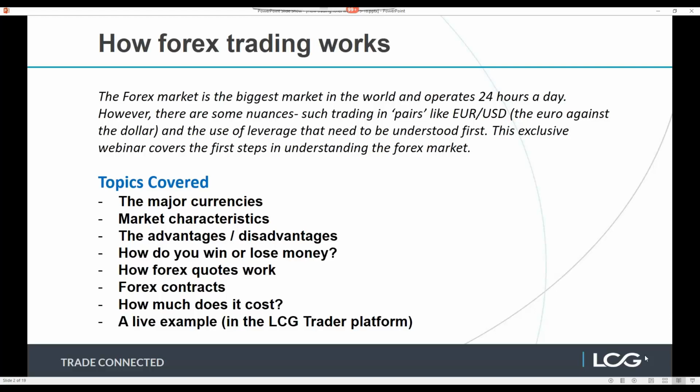So some of the topics here: what are the major currencies that are available to trade, some of the characteristics of the market, advantages and disadvantages of Forex, the all-important question of how you actually win or lose money from this, and how Forex quotes work, which, as I mentioned, trade in pairs, so that's a little bit different. The Forex contracts tend to trade large amounts of Forex at a time, so just explaining all that. And then how much does it cost, obviously an important question. And then we'll go through an example on LCG's trading platform, which is called the LCG Trader.